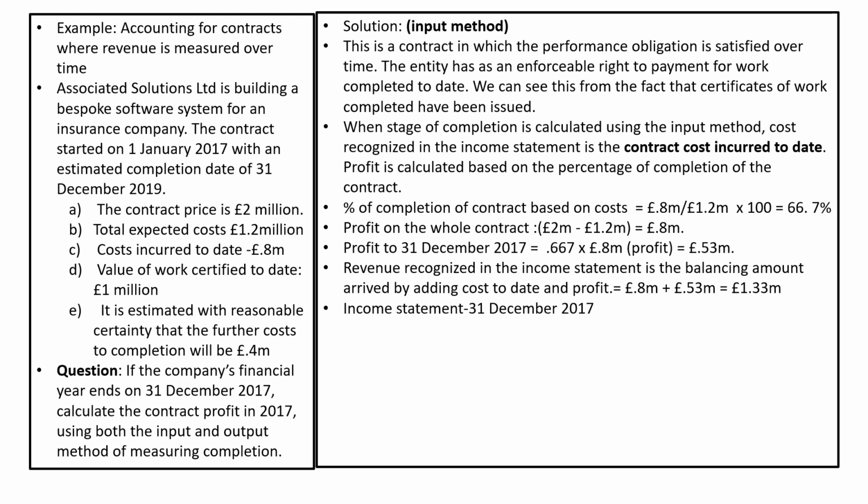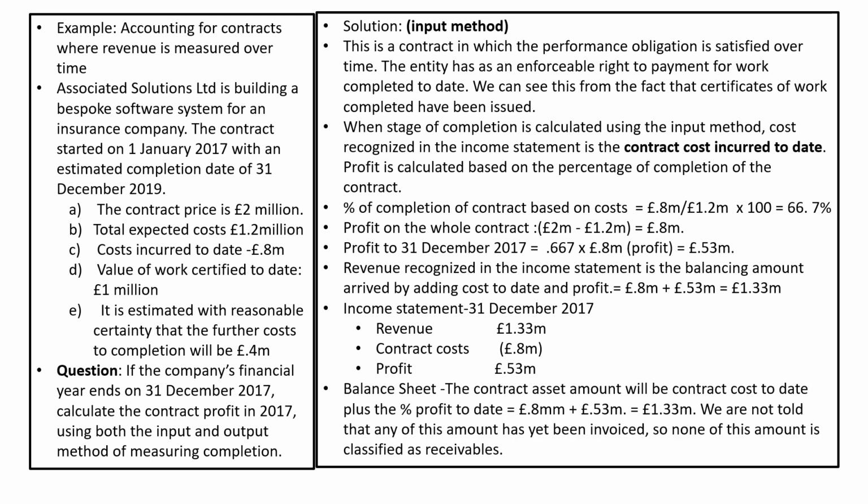Now, income statement for 31st of December 2017, and we can input these figures. The revenue is 1.33 million. The contract cost is 0.8 million. The profit is the difference between the two, which is 0.53 million.